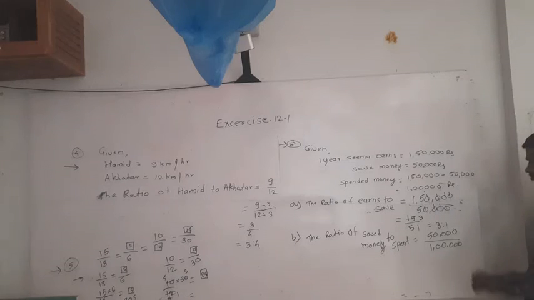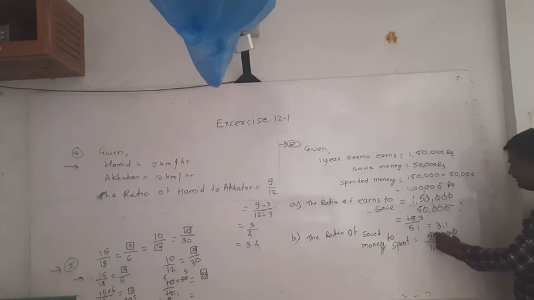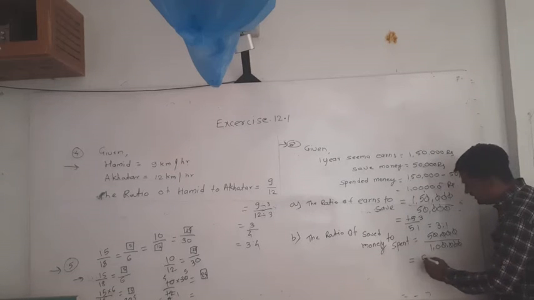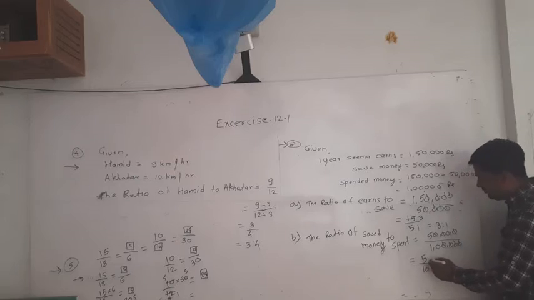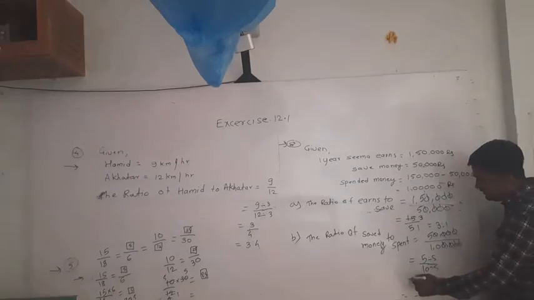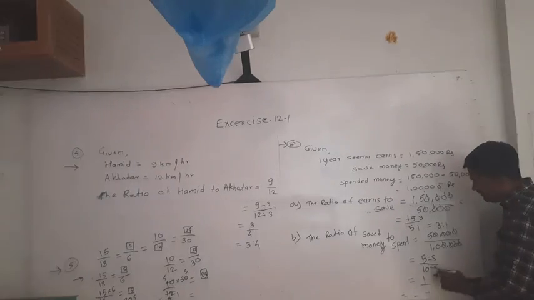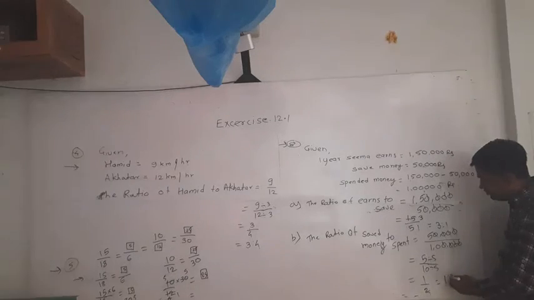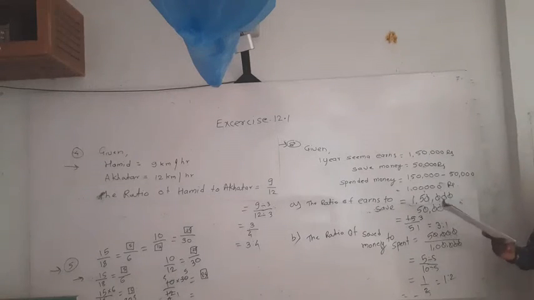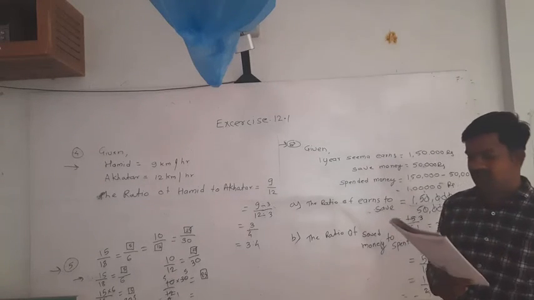Answer 0 0 1 2 3 then 0 0. Now which number remains? 5 by 10. In which table are both numbers? 5 number table. 5 ones are 5, 5 twos are 10. What is the answer? 1:2. Question number 8 is finished.